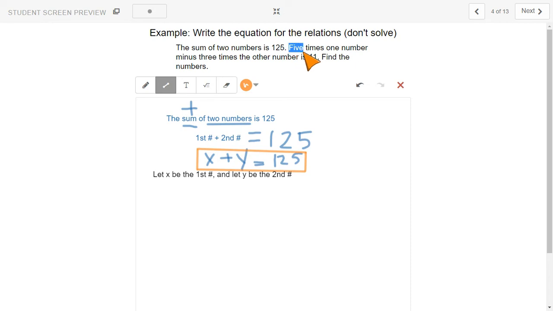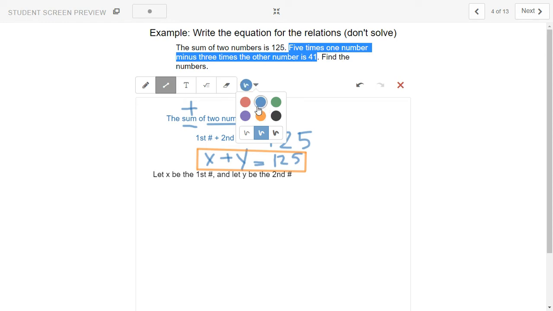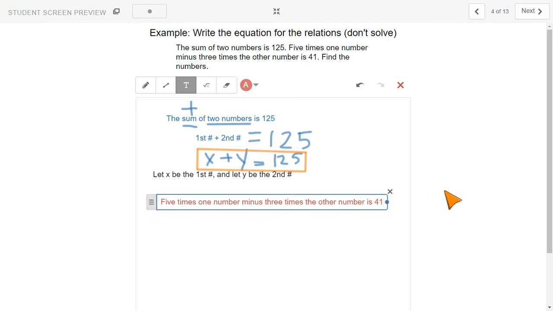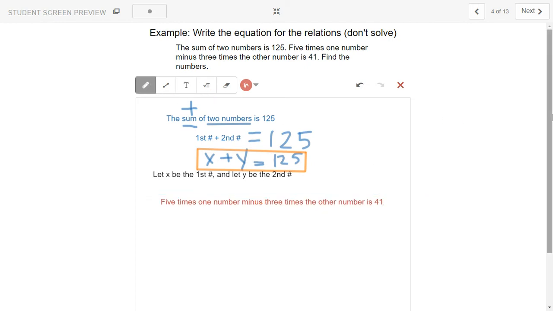Right, the second part, we have this information. 5 times one number minus 3 times the other number is 41. Now let's interpret that. We know that at the end it has to equal 41. Well, it has 5 times one number. So my first number is an x. Let me say that 5 times one number will be 5x.